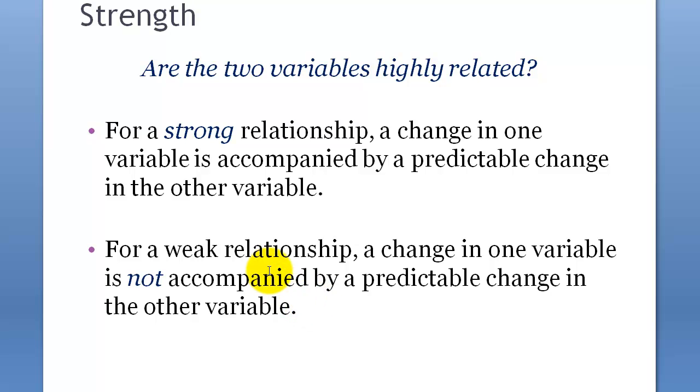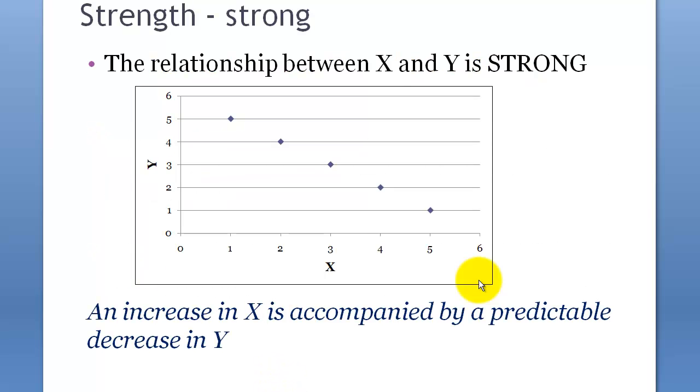And strength is about how much the two variables are related. For a strong relationship, a change in one variable is accompanied by a predictable change in the other variable. For a weak relationship, a change in one variable is not accompanied by a predictable change in the other variable. And what it's saying is one variable and the other variable. It's not talking about which and which.